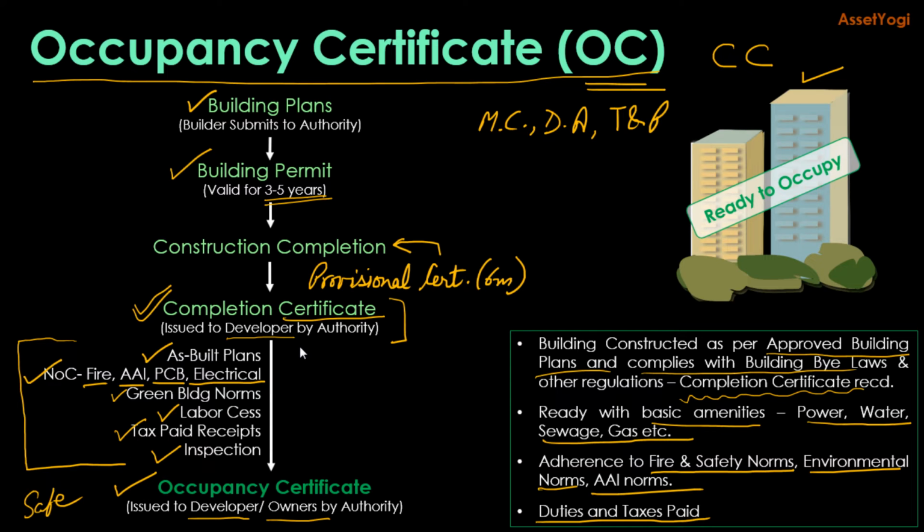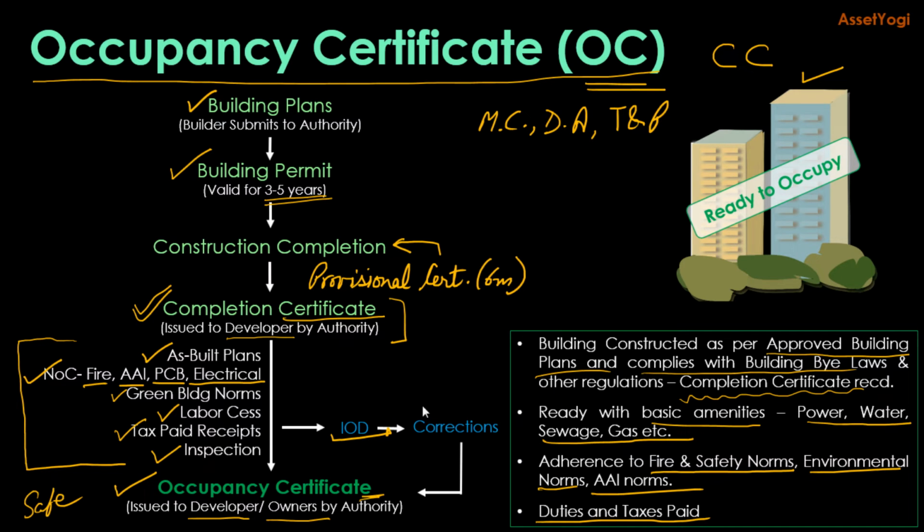Now sometimes what happens is the builder applies for the occupancy certificate, but let's say he doesn't comply with all the regulations, or let's say there are certain shortcomings in the construction. In that case, the authority issues an intimation of disapproval and it asks the builder to rectify the mistakes or the corrections that have to be made in the construction.